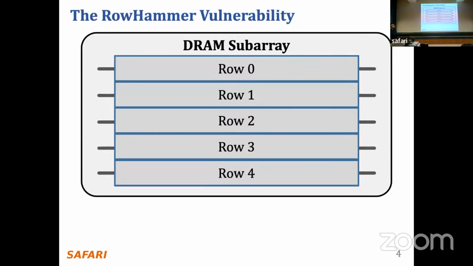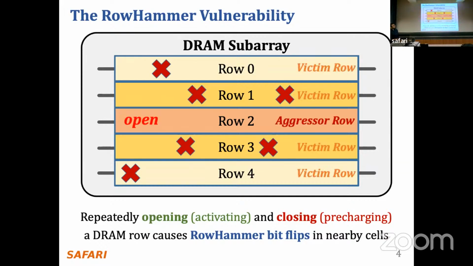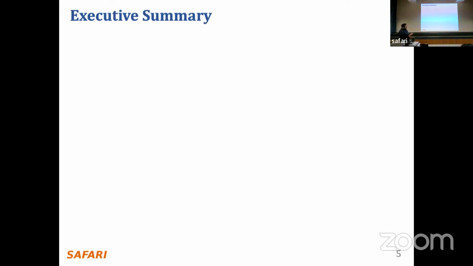And this is another recap of the RowHammer vulnerability. Say that our data is in row 2, so you need to open this row to access data, and you close it after you're done with row 2. If you do this operation, activate and precharge, many times, you see bit flips in the adjacent rows. If you keep doing that more times, then you see more bit flips in more rows. This phenomenon is called RowHammer. We identify the row that we keep opening and closing as the aggressor row, and the rows affected as victim rows.